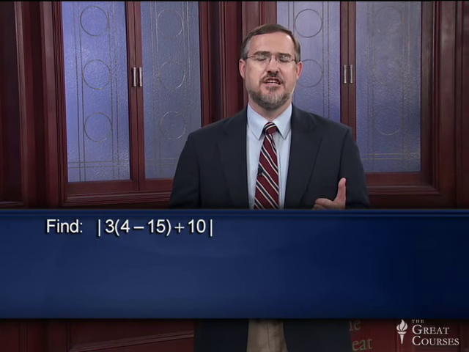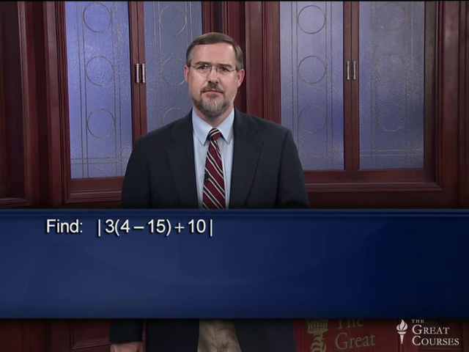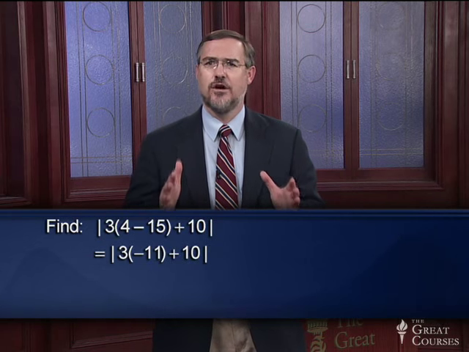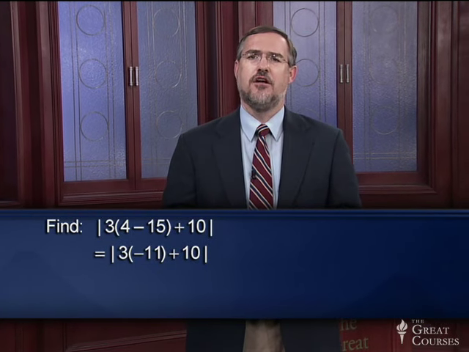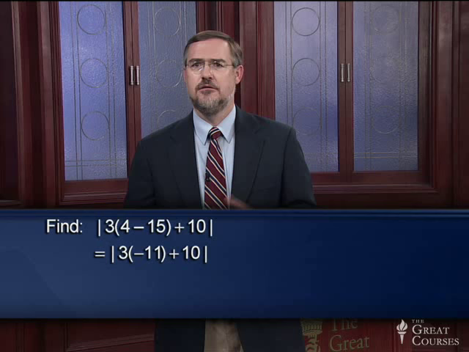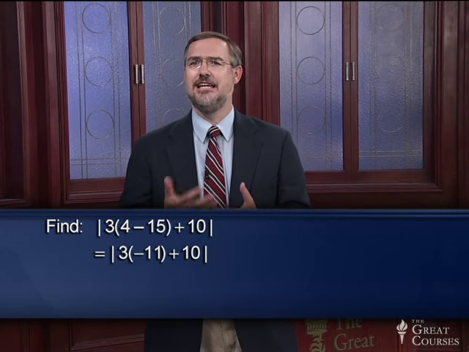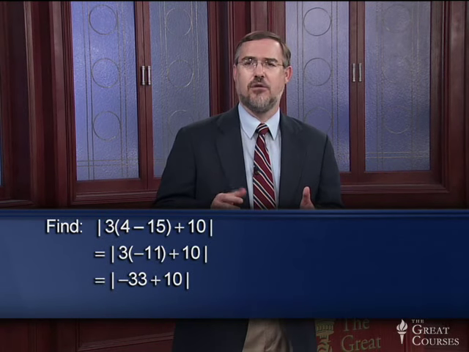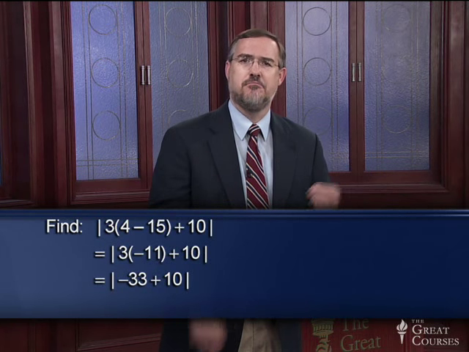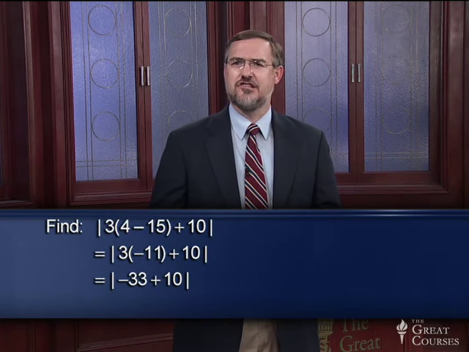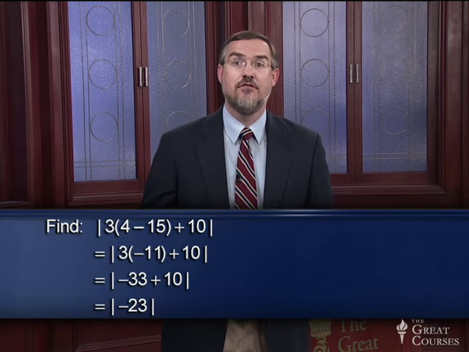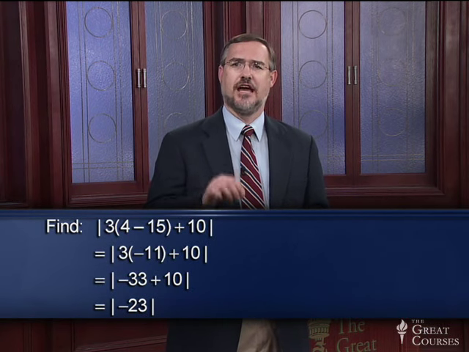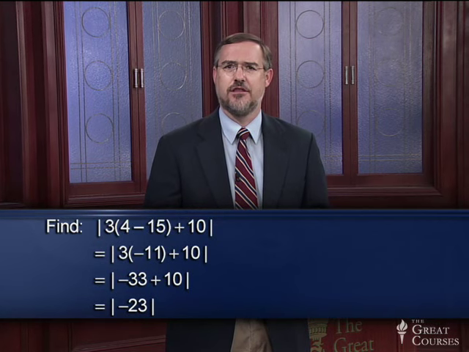So the first thing I'm going to do is compute 4 minus 15, and that gives me negative 11. And so the original problem is now whittled down to the absolute value of 3 times negative 11 plus 10. I then need to do the multiplication next, and that's going to give me absolute value of negative 33 plus 10. And that, of course, is the same as absolute value of negative 23. Negative 33 plus 10 is negative 23.